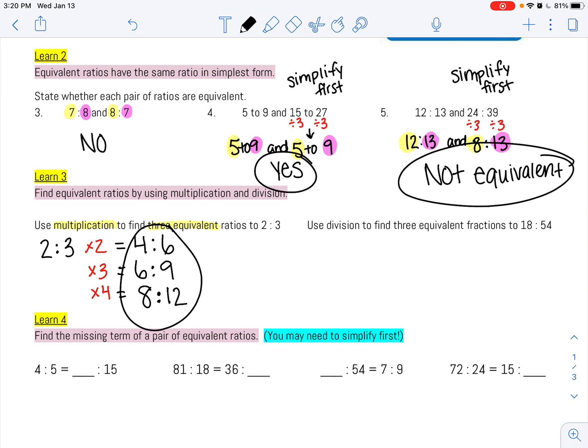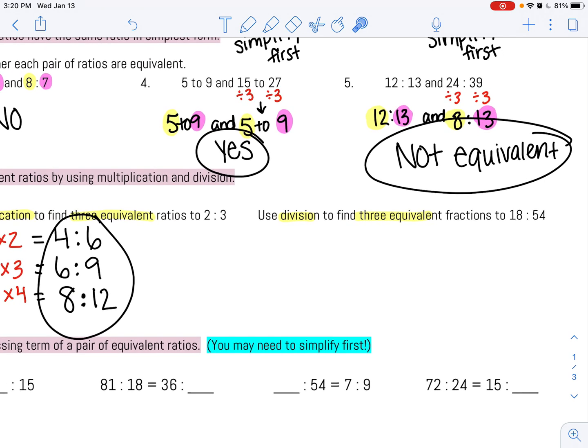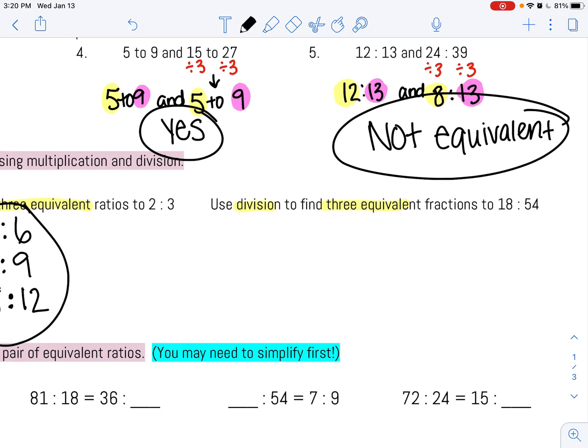In the next example, I'm going to use division to find 3 equivalent fractions to 18 to 54. So same idea, the only difference now is we're looking at division. So starting with 18 to 54, maybe we want to write it like this, 18 to 54, if we're working with a fraction, maybe as a visual. Remember, we can write ratios using a fraction bar. This might help us out a little bit.